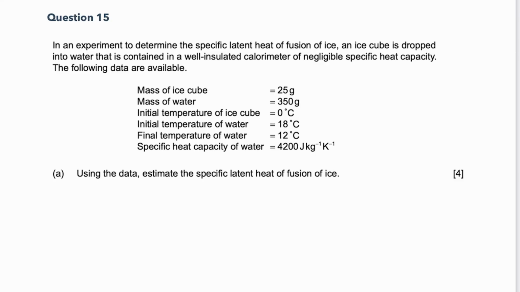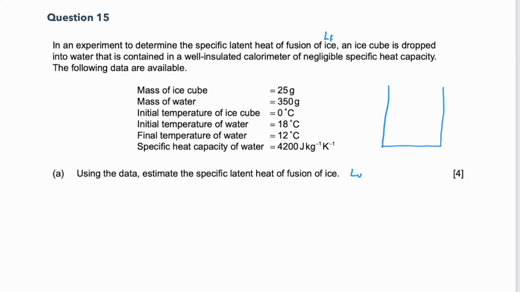Question 15. In an experiment to determine the specific latent heat of fusion of ice, so we want to find out what LF is, an ice cube is dropped into water that is contained in a well-insulated calorimeter of negligible specific heat capacity. The following data are available. And we've got the mass of the ice cube, water, the temperature change, and various other things. A. Using the data, estimate the specific latent heat of fusion of ice. So we want to find out what LF is. To approach this question, we need to think about what's happening in terms of energy.